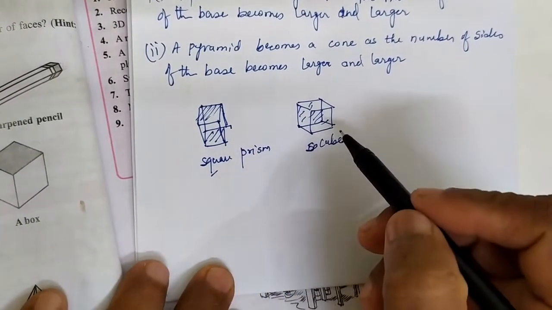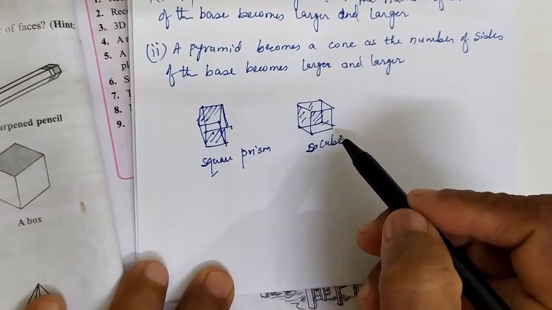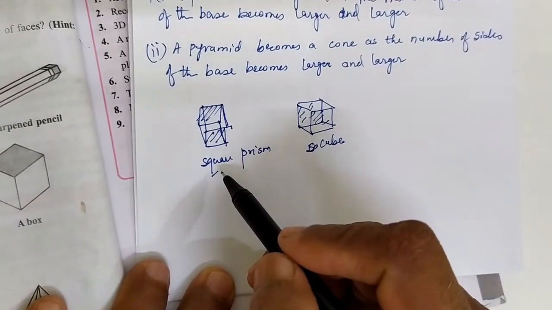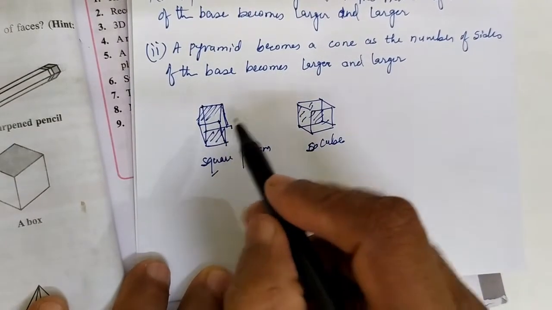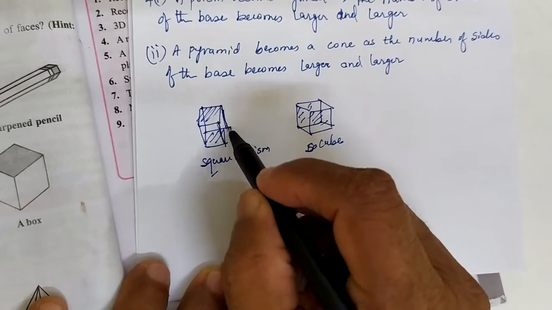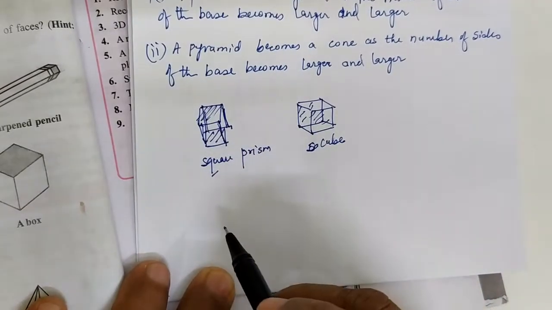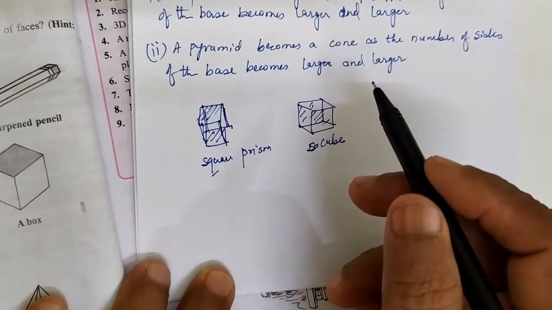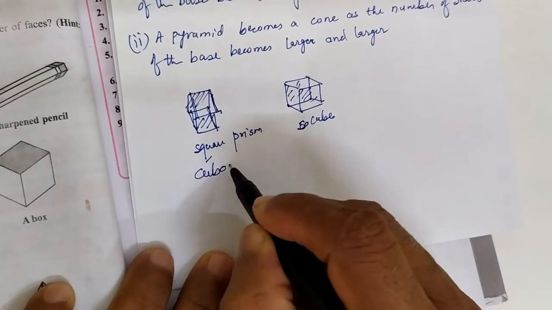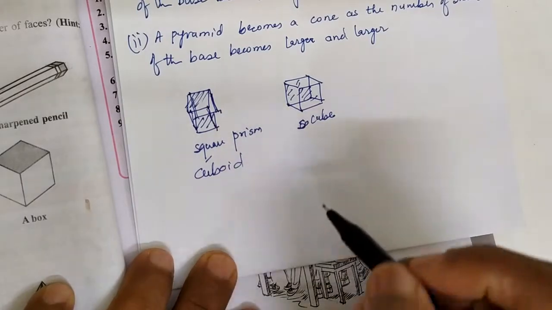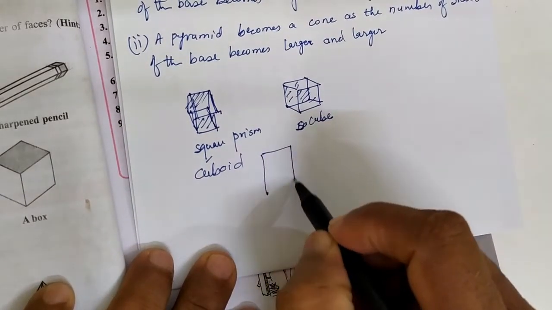So what we can say is, the cube can be a square prism, but this square prism cannot be a cube because these sides are not squares, and an actual square prism means this is a cuboid. This is a cuboid like this.